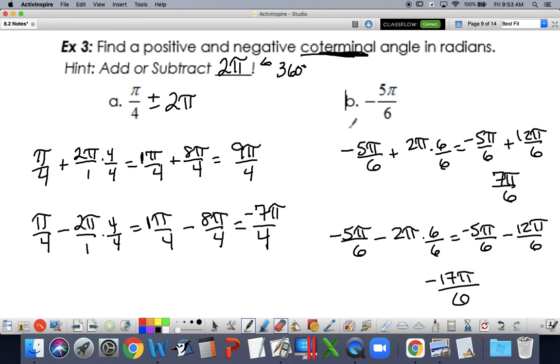At this point, if you would like a little practice on IXL, it's under Algebra 2, and it is the lesson or the skill Y5. And for the most part, IXL is having you do it in degrees, but they do have some radian questions in there as well.